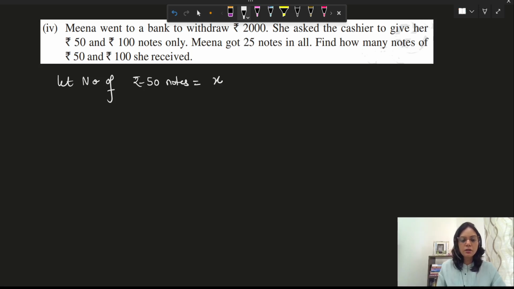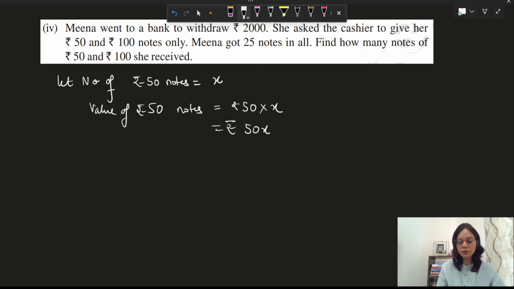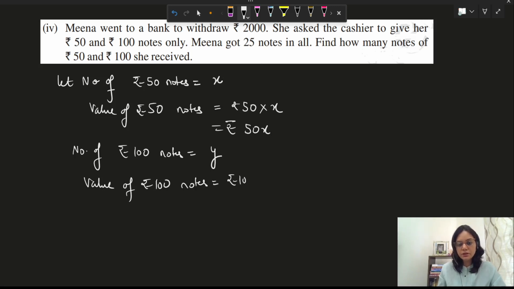x. Okay. So if the number of 50 notes is x, what will be the value of rupees 50 notes? There are x notes, so it will be rupees 50 into x. So that will be 50x. Let's say you have 10 50 rupee notes. So how much is the value of that? 10 into 50, 500 rupees. Same thing over here. Now let's say the number of rupees 100 notes will be y. So the value of rupees 100 notes will be rupees 100 into y. So that's rupees 100y.